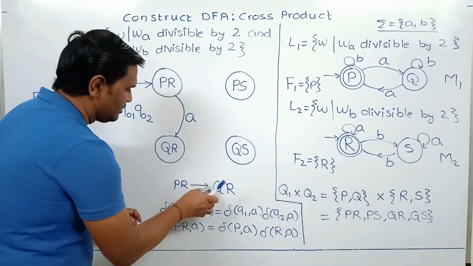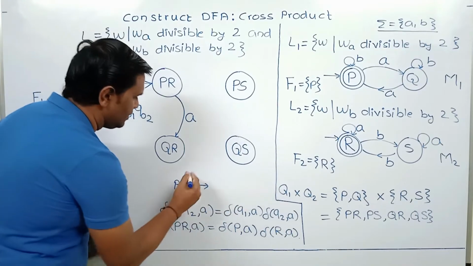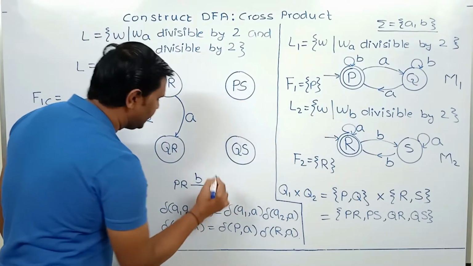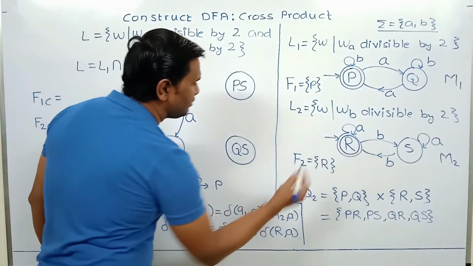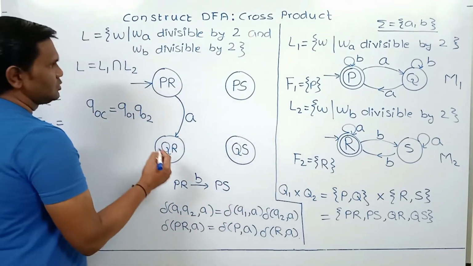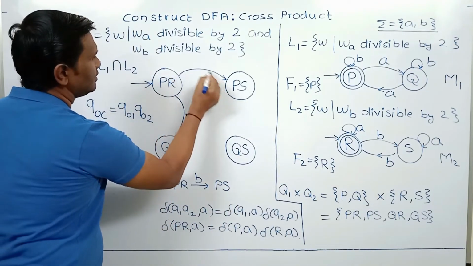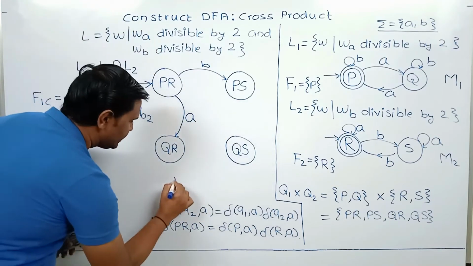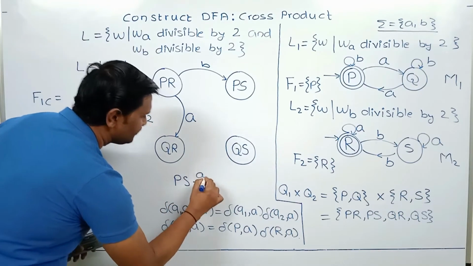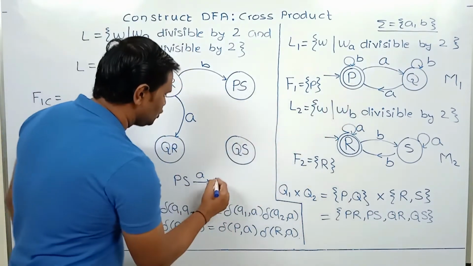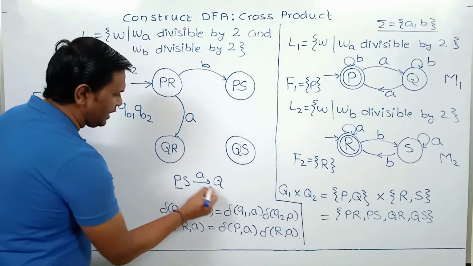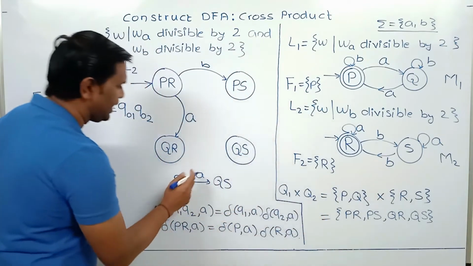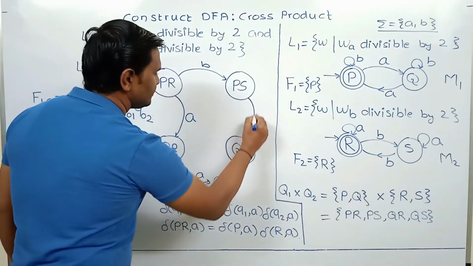Now consider PR on B. P on B goes to P itself. R on B goes to S. So PR on B goes to PS. Now consider PS on A. P on A goes to Q. S on A goes to S itself. So PS on A goes to QS.